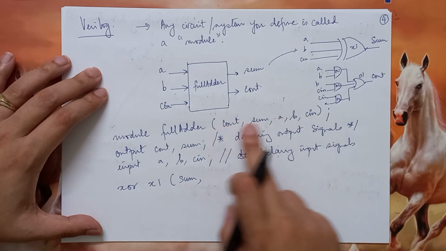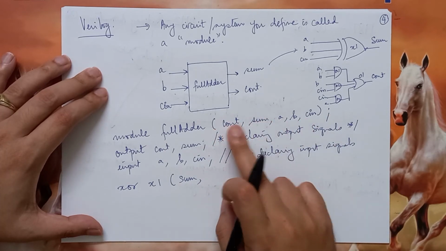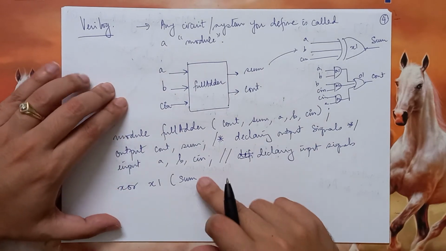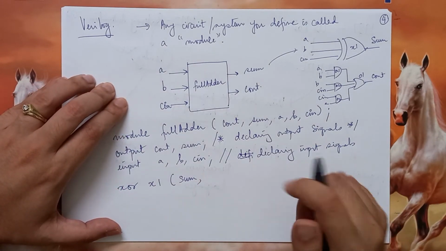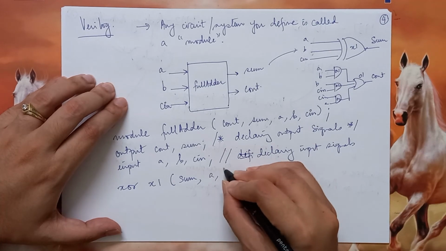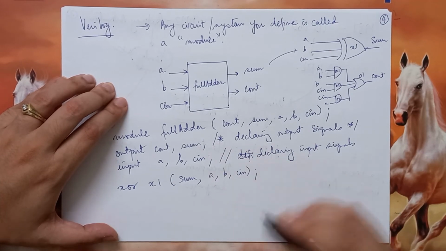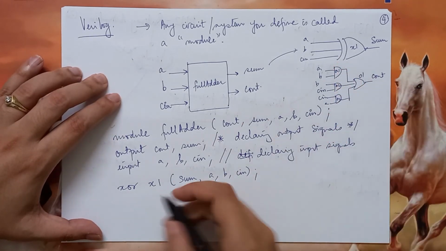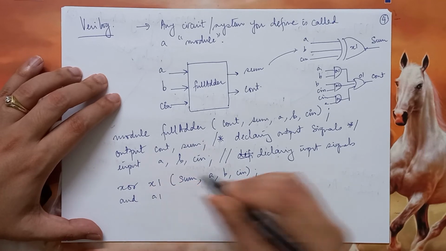That is why it's a good practice to write the outputs first while defining the module, in case you use this module for some other application which is very much like it. So then XOR x1. The output is sum. What are the inputs? A, B and C. This is the first instantiation of the XOR gate x1. Then I will write for the AND gates. I will say AND a1 for a1.